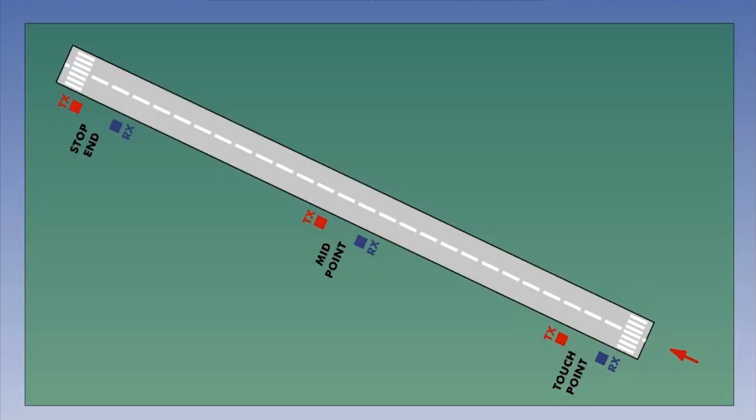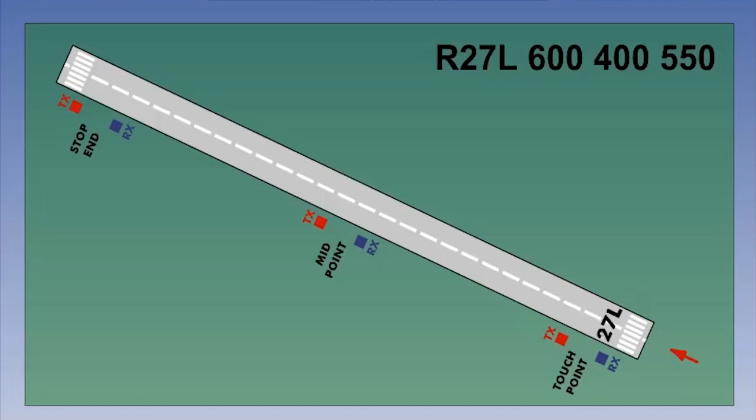For example, R27L, 600, 400, 550 means, on runway 27 left, the touchdown visibility is 600 meters, the midpoint visibility is 400 meters, and finally the stop end visibility is 550 meters, as measured by the transmissometers.